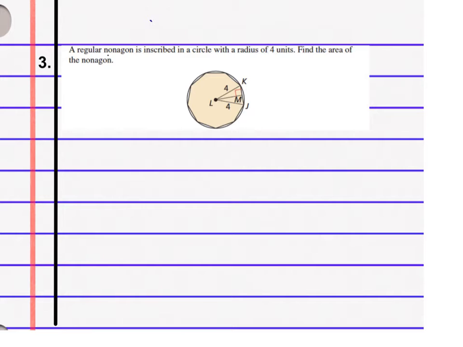All right, a regular nonagon. So just so you know, that's 9 sides, a 9-sided figure, is inscribed in a circle with a radius of 4 units. Find the area of the nonagon.